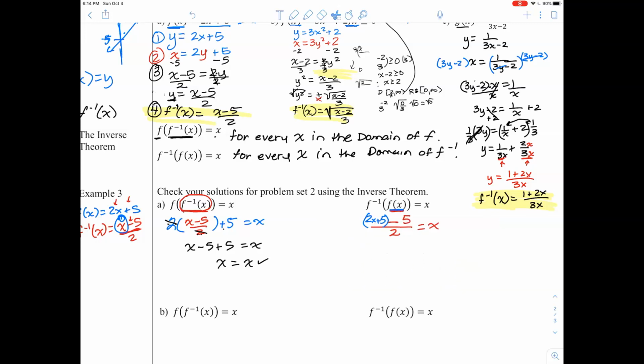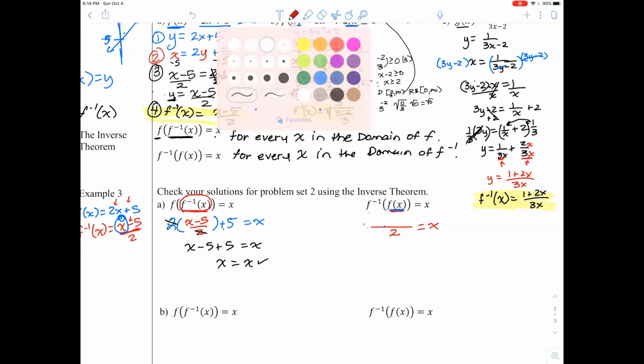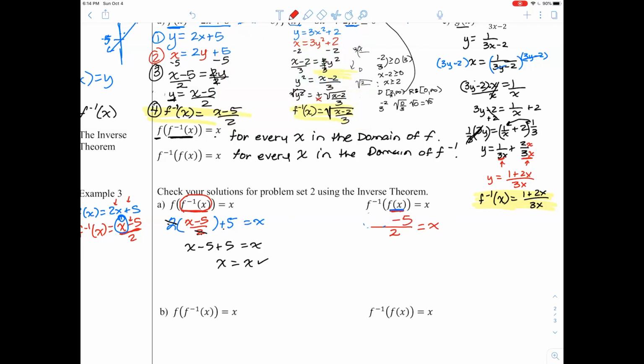All right, so we took out the x from (x minus 5) over 2, and inserted 2x plus 5 in the place of x.